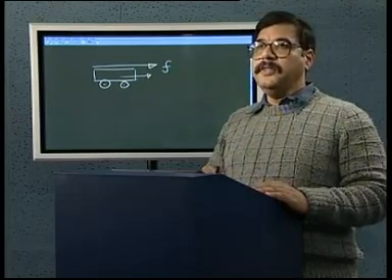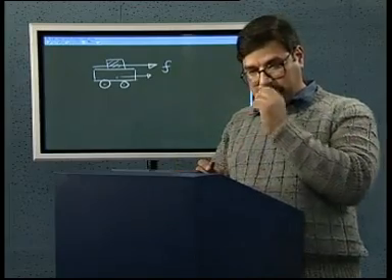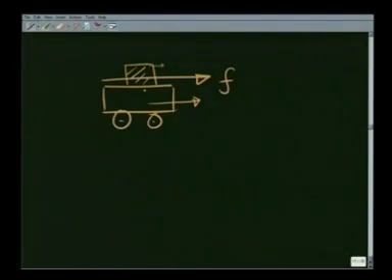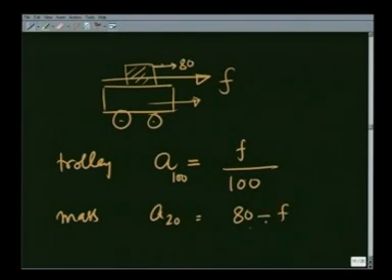If it moves and there is no slipping between the upper mass and the lower mass, then this mass is also going to move, and both move with the same acceleration. Let us look at it from that point of view. In that case, the trolley has an acceleration equal to the frictional force, which I do not know, over 100. And similarly, the mass of 20 kgs is going to have an acceleration which is going to be 80, the force with which I am pulling it, minus F over 20.